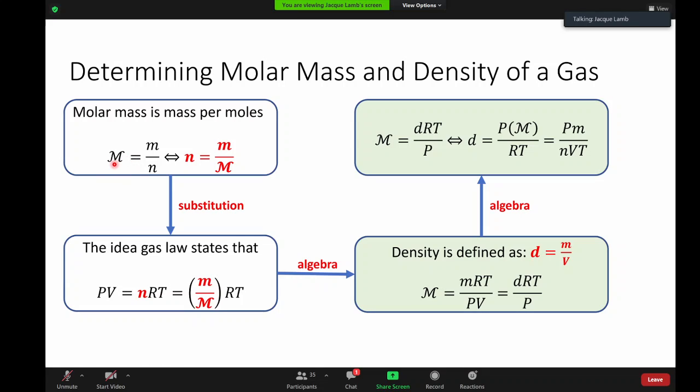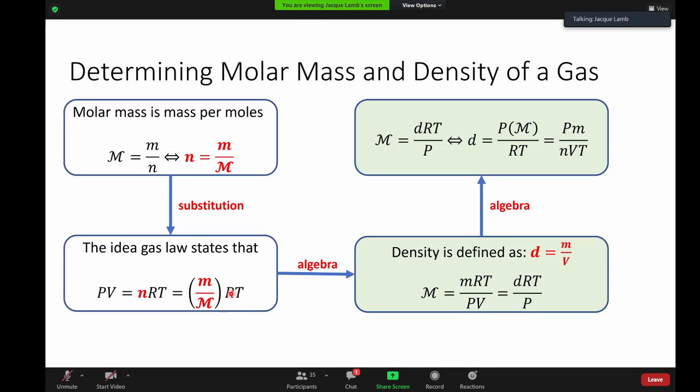We know that the molar mass is determined by taking a mass divided by the number of moles. You are very used to taking a given mass and dividing by a known molar mass to determine how many moles you have of a given compound. So we can take this equation, mass divided by molar mass, and substitute it into the ideal gas law. So PV equals nRT becomes PV equals mass divided by molar mass times RT.